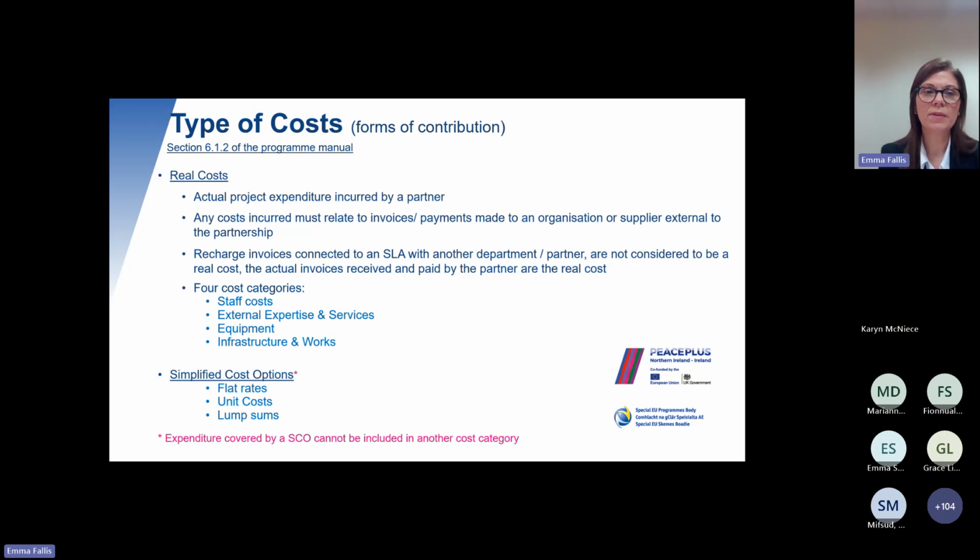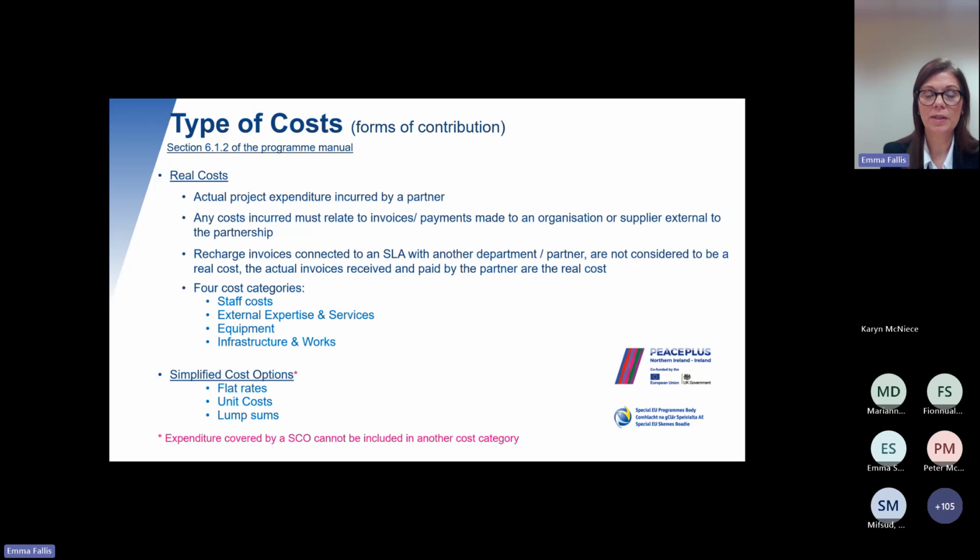Within this programming period, there's been a greater emphasis from the Commission to utilise more simplified cost options. The Commission are very keen to ensure that we make things as easy for projects as possible. So they've introduced, this time round, there were some of them in the previous programming period, but there's greater emphasis now on the use of simplified cost options. And all projects will have some simplified cost options within them. This takes the form of either flat rates, unit costs, or lump sums.